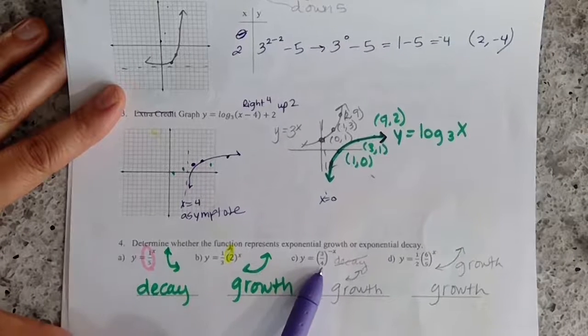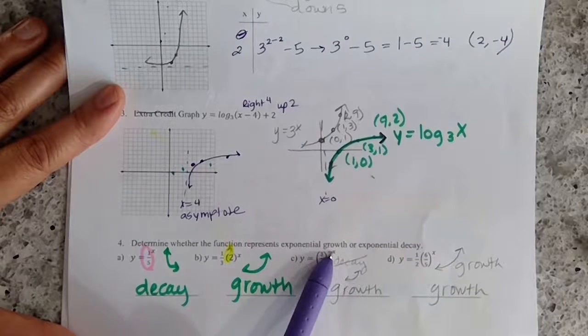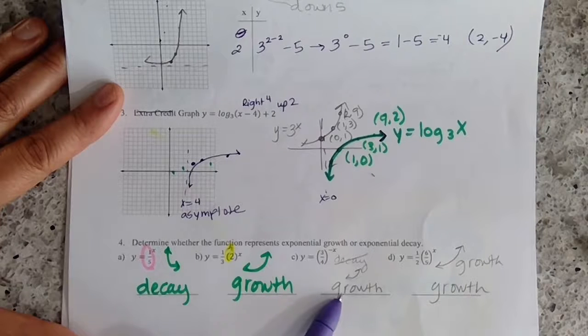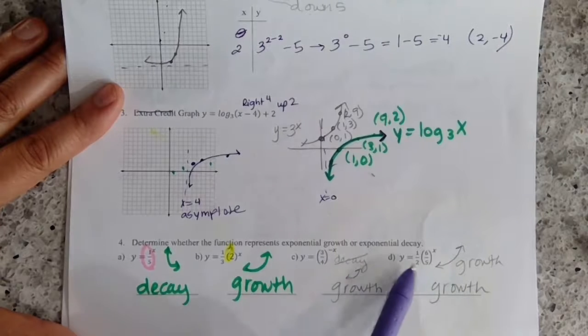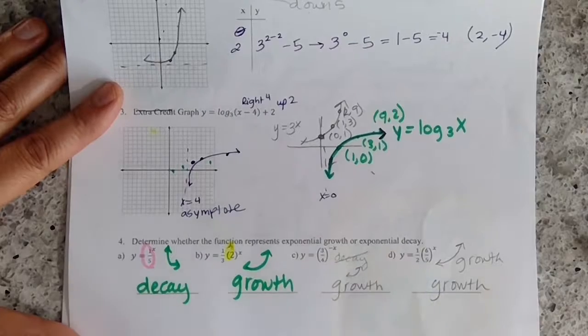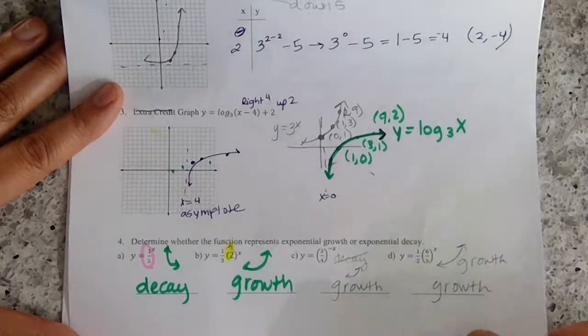This one, it looks like it's decay because it's a fraction, but it has a negative exponent. And that negative exponent switches it. So this is actually exponential growth. Again, your base right here is the number next to the x. It's 6/5. It is a fraction, but 6/5 is greater than 1. So that is exponential growth.